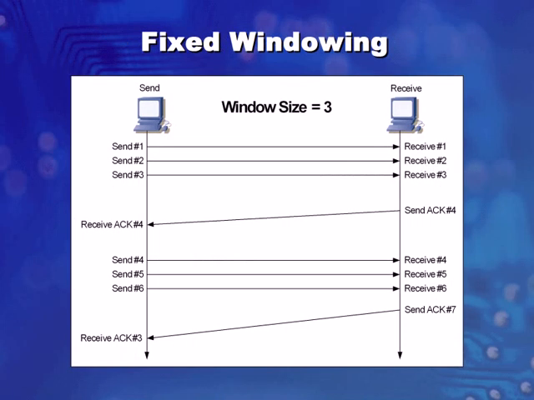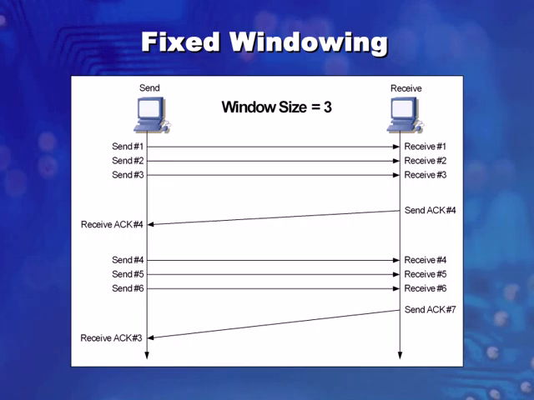What would be more likely is something like this. Having a fixed window size, in this case a window size of 3, the sender sends segment 1, 2, and 3. We then acknowledge that 4 is the next thing we're expecting. We send 4, 5, and 6, and then we acknowledge 7, and so on. This also isn't how TCP works. TCP doesn't have a fixed window size. It actually has what's called a sliding window.